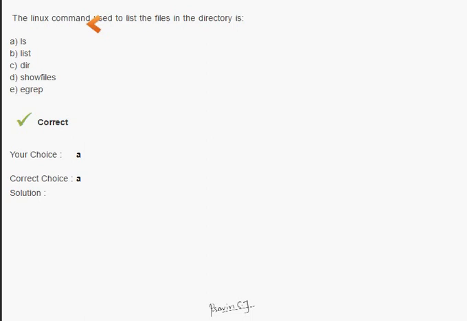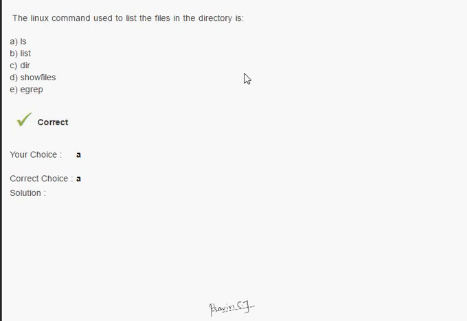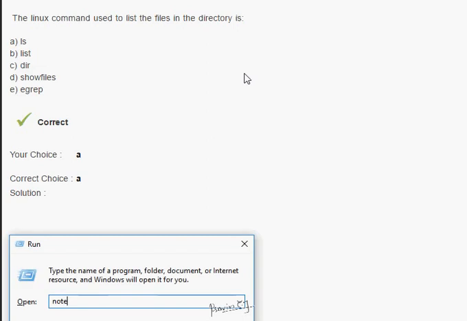Write in the comment: for pattern matching, which command is used in Linux? I will give you the options: ls, list, grep, egrep, dir. Which command is used in Linux for pattern matching? Okay, write in the comment. Another important question, not regarding Linux commands, I will ask you one another question that is also most important.